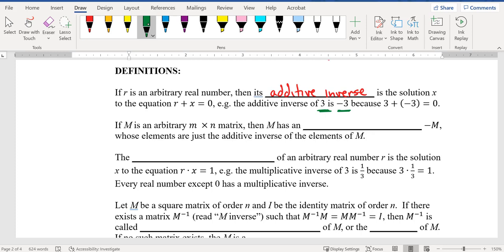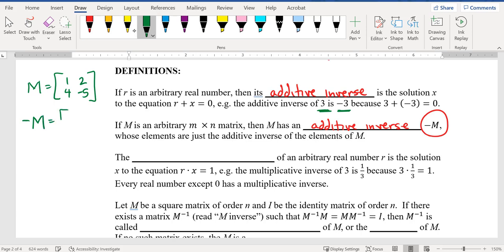Okay, what about matrices? If M is an arbitrary m by n matrix, then we say M has an additive inverse, and we're going to denote it by -M, whose elements are just the additive inverses of the elements of M. So over here on the side, if my matrix M was 1, 2, 4, -5, then my additive inverse would be -1, -2, -4, +5. Okay, the multiplicative inverse.